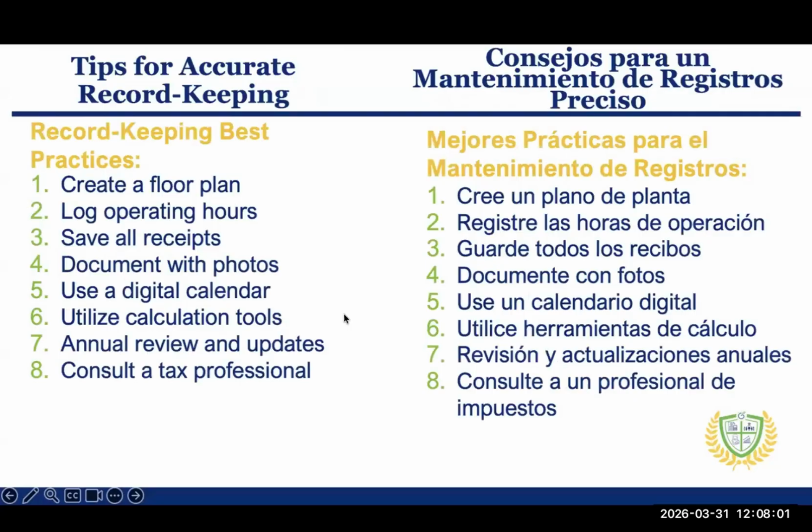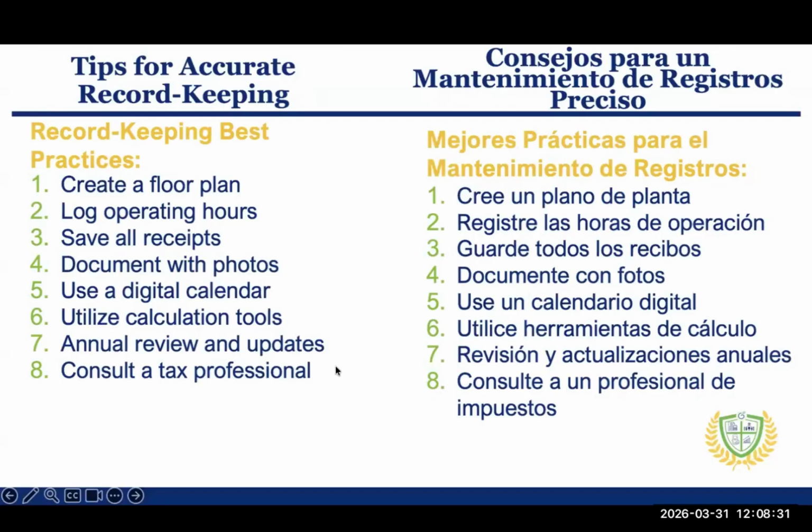Let's talk now about some quick tips for accurate record keeping. And accurate record keeping is crucial for supporting your time-space calculation because you will want to have proof of the proper use of your spaces, and especially the spaces that you are declaring as being business use, either regular or exclusive.